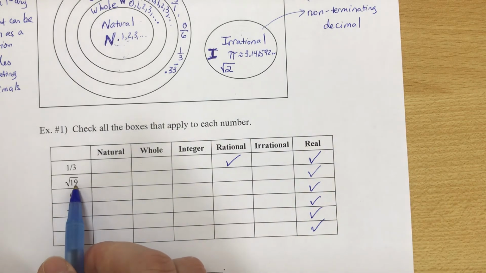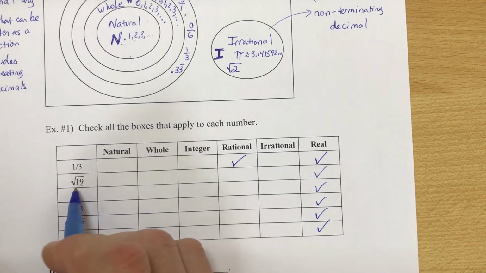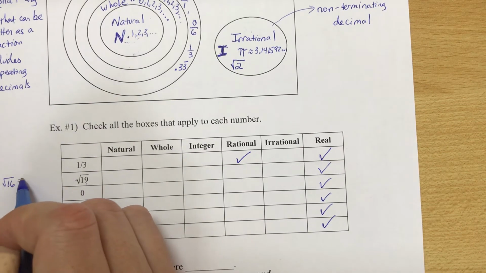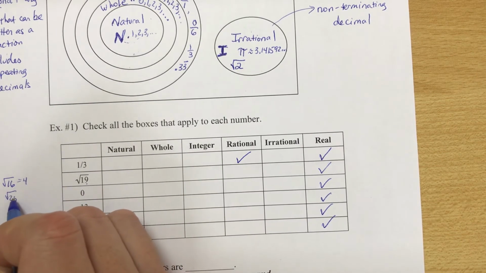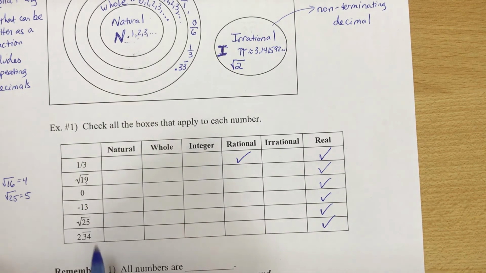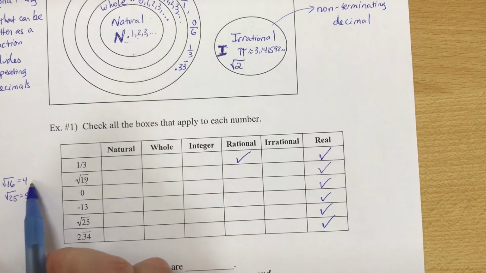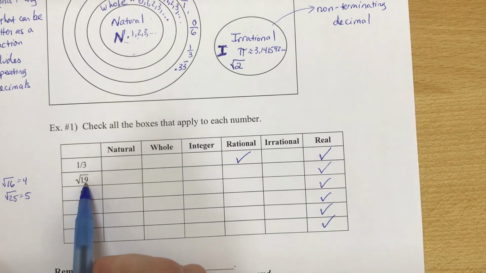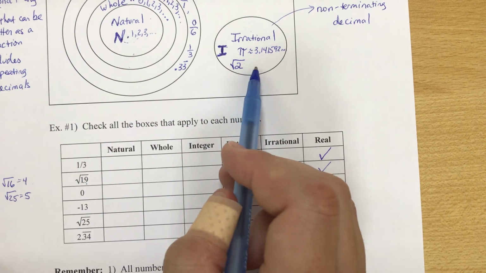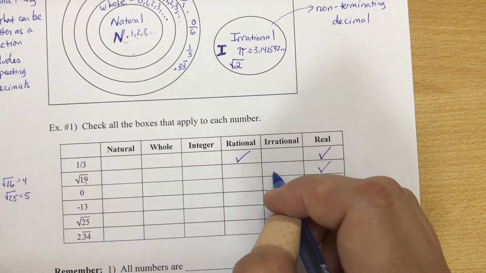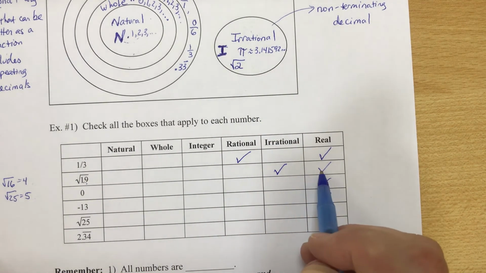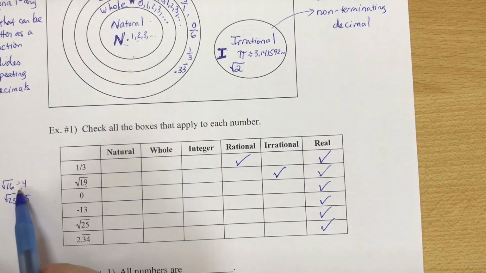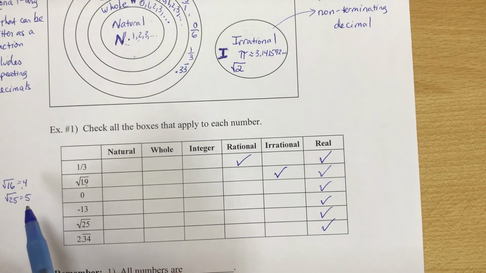Now the square root of 19, you might think to yourself, well, I know the square root of 16 is 4, and I know the square root of 25 is 5, which means the square root of 19 is between 4 and 5, but that is going to be irrational. The square root of 19 would fit here. So it is irrational, but it is also real, because we could put that on a number line. We can put the approximation on a number line.